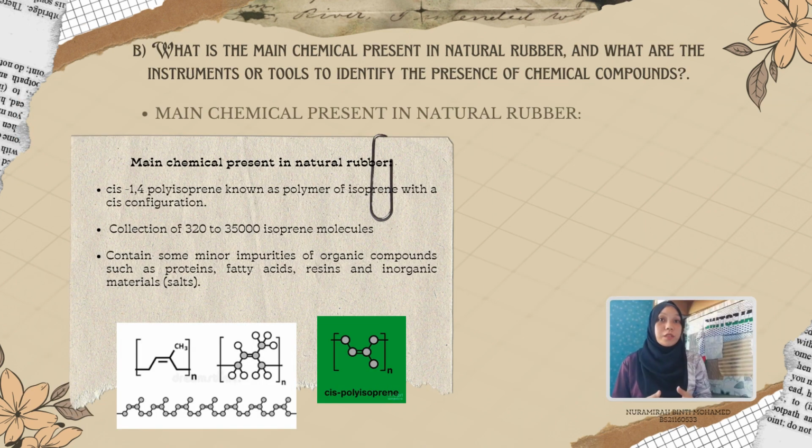Next, the main chemical present in natural rubber is cis-1,4-polyisoprene, also known as a polymer of isoprene with a cis configuration. Generally, a collection of 320 to 3,500 isoprene molecules is contained in this cis configuration, which contains some minor impurities of organic compounds such as protein, fatty acid, resin, and also inorganic materials such as salt.